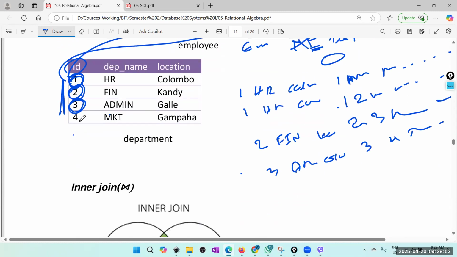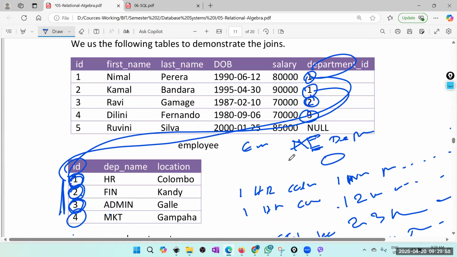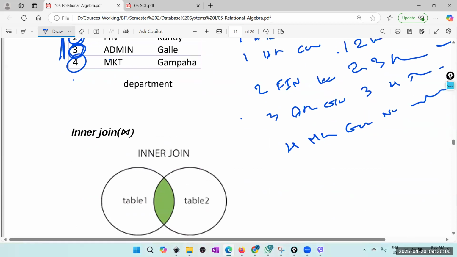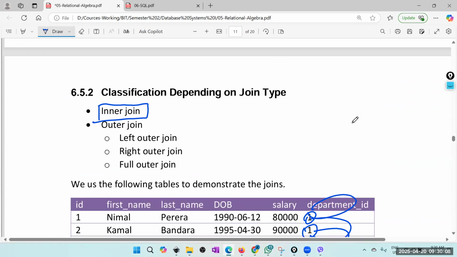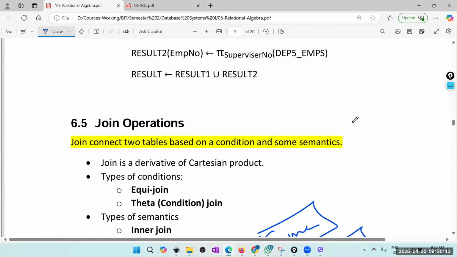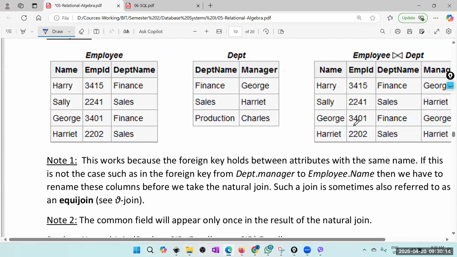And then you have this record, 4 marketing Gampaha. But there's no record related to the 4 marketing department. So therefore, here you just say null, null, null. Only once. Null, null. And that's it. Okay.